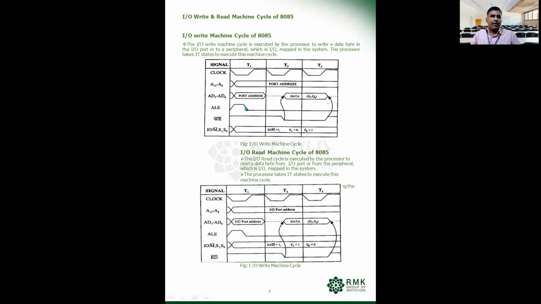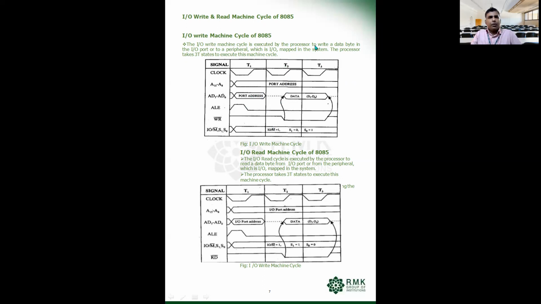So the port address is available during the first clock period, and it is a write operation. Initially the write bar, which is active low, is not available. Since it is not a memory operation, IO/M bar is active high, that is 1, which means it is an input output device. At the end of the first clock period, the address latch enable goes low. Hence the address-cum-data bus becomes a data bus. Then there is a port address.